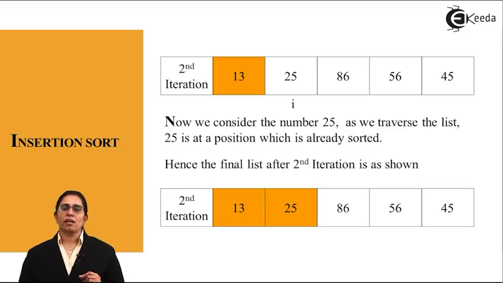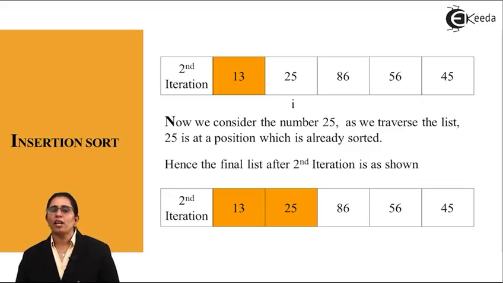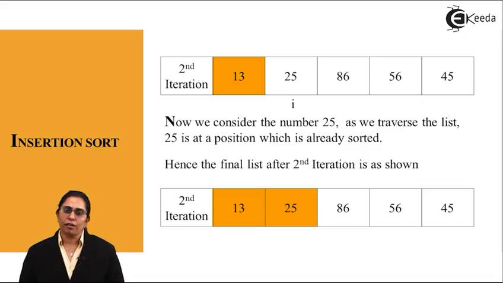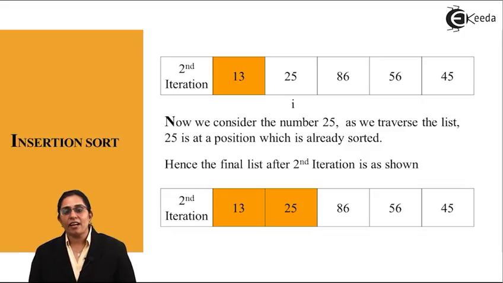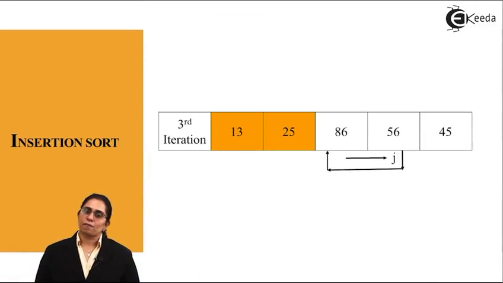So now what we see, out of the 5 elements in the list, we have 2 elements which are sorted and 3 elements which are unsorted. So 13 and 25 are the part of the sorted list and 86, 56, 45 are the part of the unsorted list, and the second iteration output becomes the input to the third iteration, which is this.